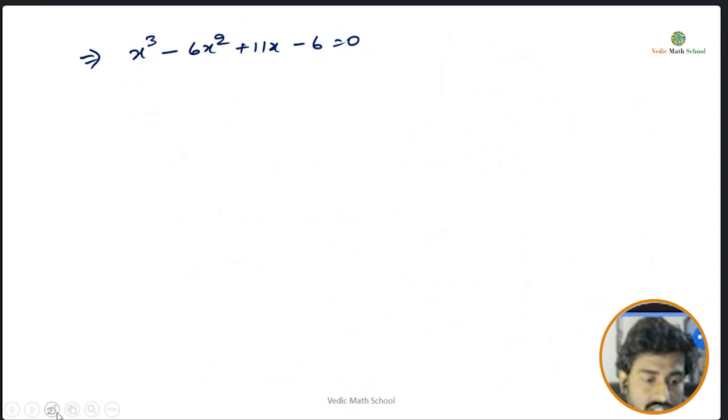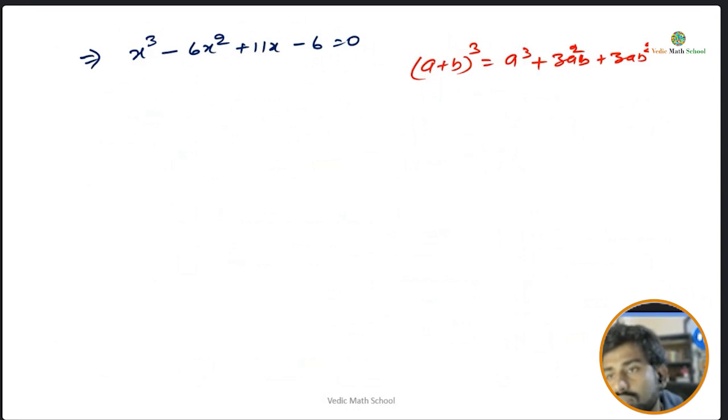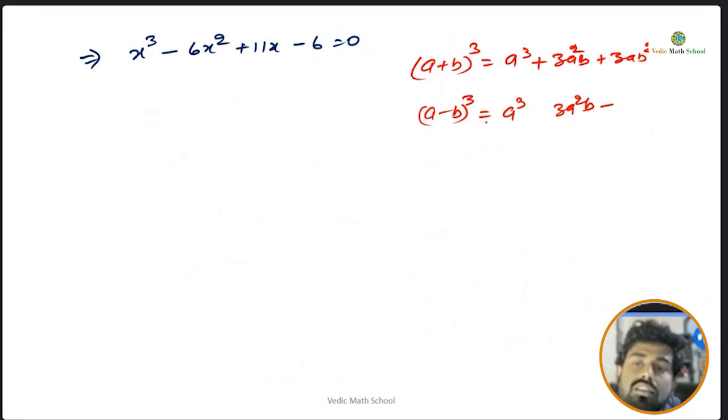Before discussing this question, because this is in the form of a cubic equation, we are going to write two formulas here. Suppose a plus b whole cube. What is a plus b whole cube? a cube plus 3a square b plus 3ab square plus b cube. This is one. And the second formula is a minus b whole cube equal to a cube minus 3a square b plus 3ab square minus b cube. So these are the two formulas.